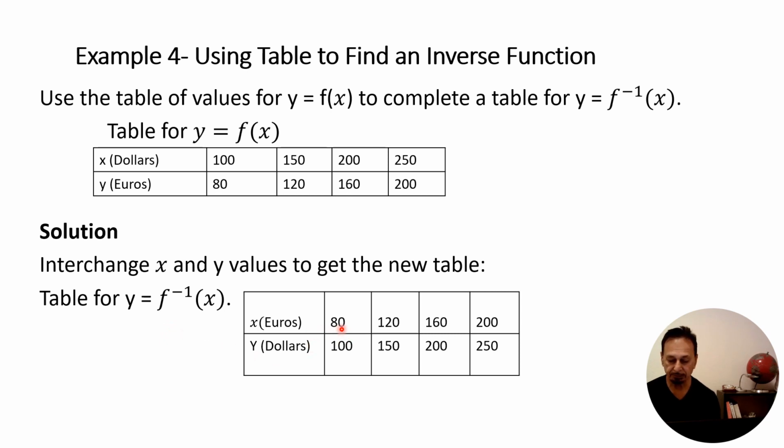So now x is 80 and y is 100, and x is 120 and y is 150, and x is 160 and y is 200, and x is 200 and y is 250. So we have interchanged. So this is the inverse function of this function f of x.